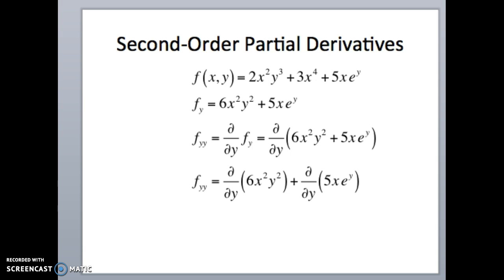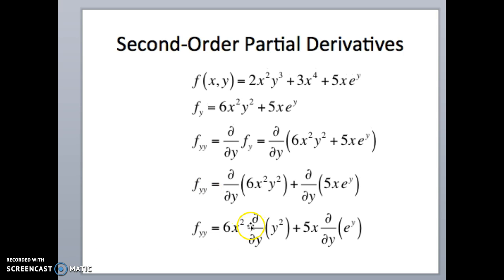Now what are our constants here? y is our variable of interest. So as far as y is concerned, 6x squared is a constant. That can come out in front of your partial derivative operator. y is our variable of interest, so e to the y is a function of y. 5x is perceived as a constant. That can come out in front of your derivative operator.